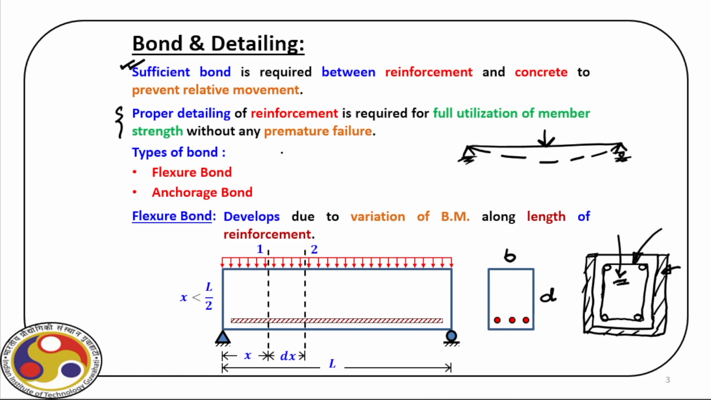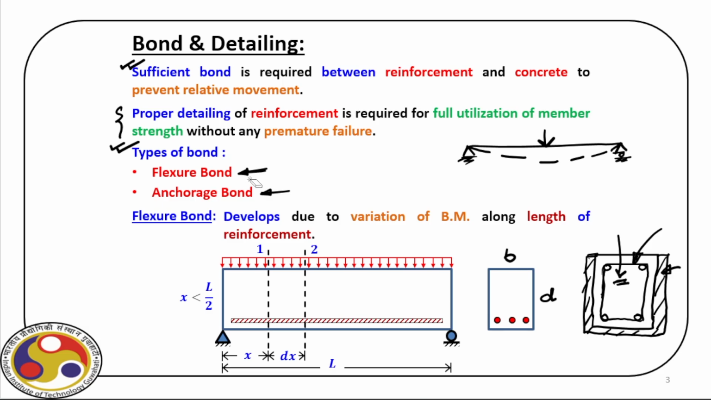There are certain aspects of these tensile rebars that we will discuss one by one, but the types of bond that we are going to discuss in this lecture are of two types. The first one is the bond against flexure, and then the anchorage. Now let us take the first one, which is flexure bond.